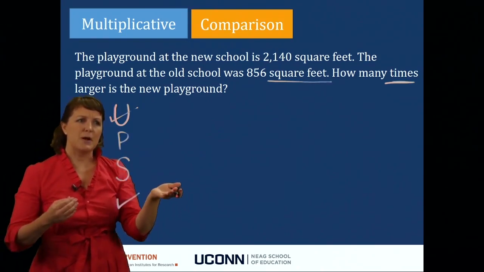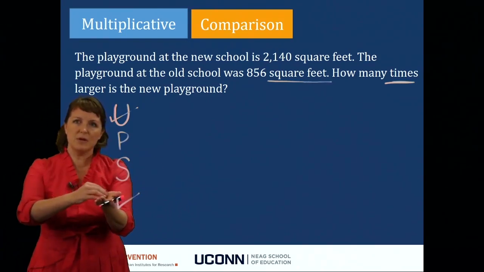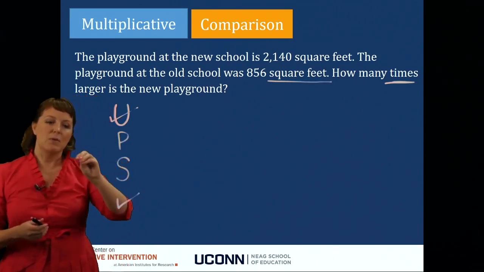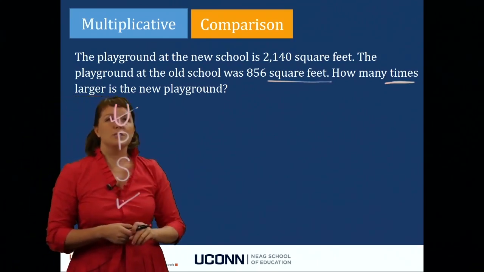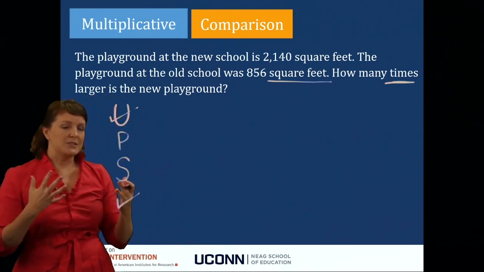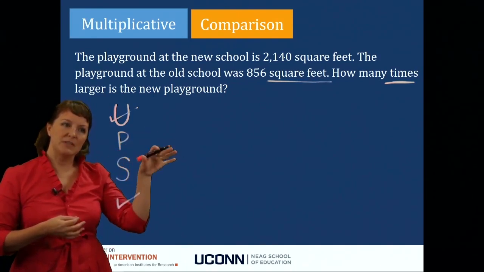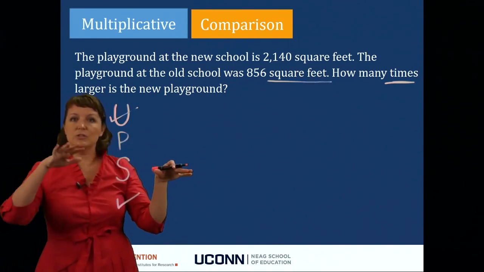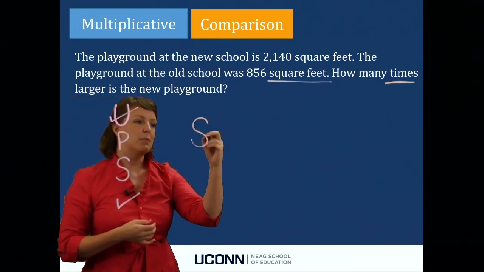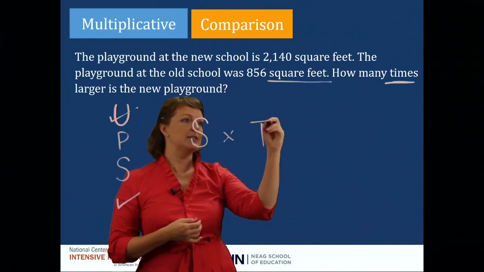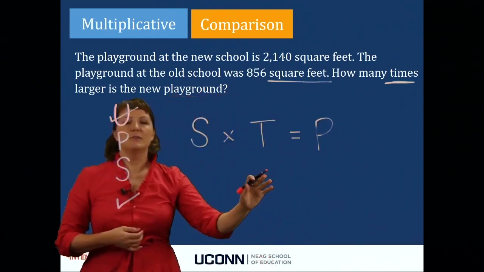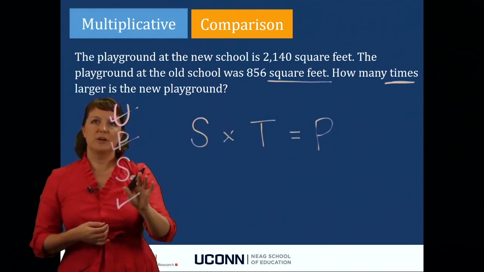Is this an equal groups problem where I have groups with an equal number within each of those groups? Is it a comparison problem where I have a set multiplied a number of times? Or is it a ratios and proportions problem, which we'll talk about next? This is a comparison problem because I'm comparing the square feet of the old playground to the square feet of the new playground. So here I have a set multiplied a number of times, so set times equals the product here. So I got my plan, and now it's time to solve this problem.